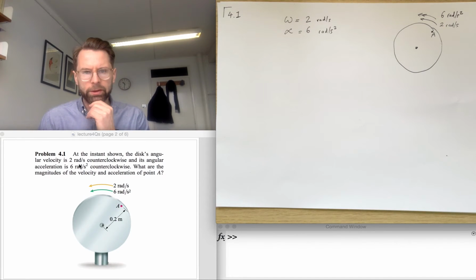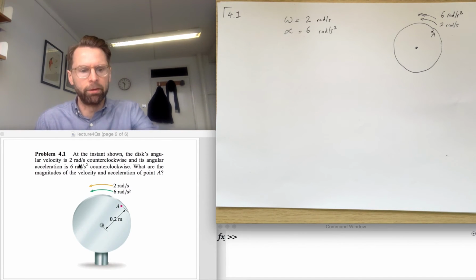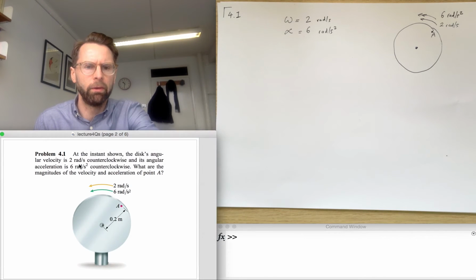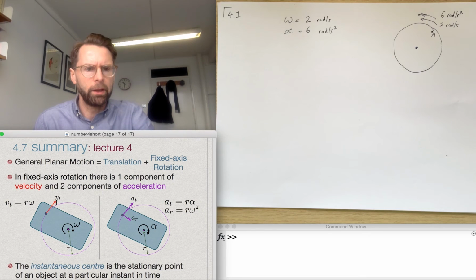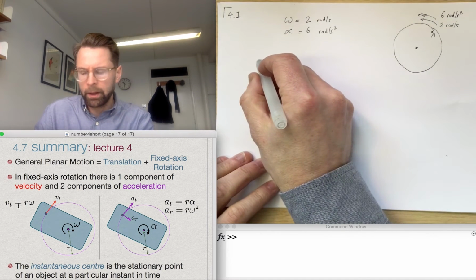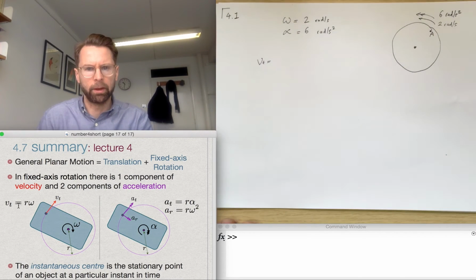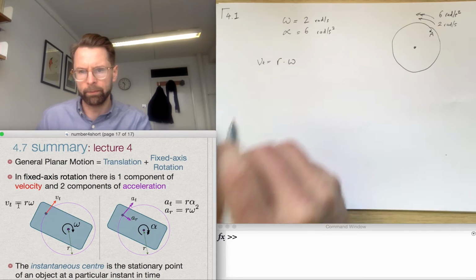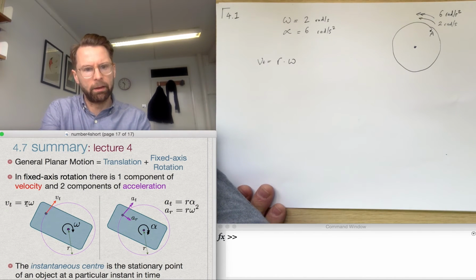So let's start with velocity. Now velocity is the simpler of the two. If we look at our notes from the end of lecture 4, in fixed axis rotation you've only got one component of velocity, and this is the tangential component. And the tangential component has a simple expression, which is just r times omega. So that's there, look.